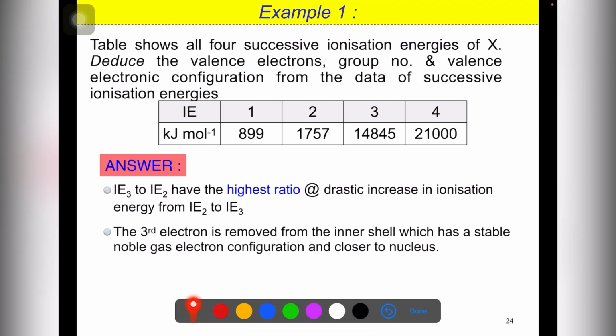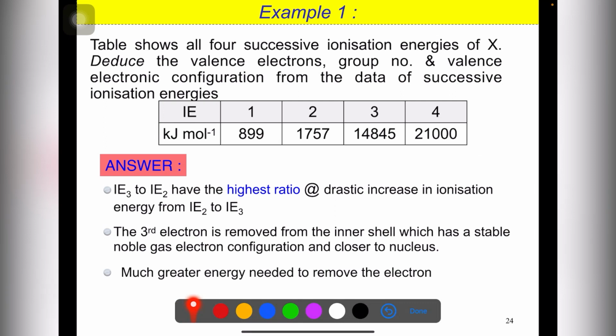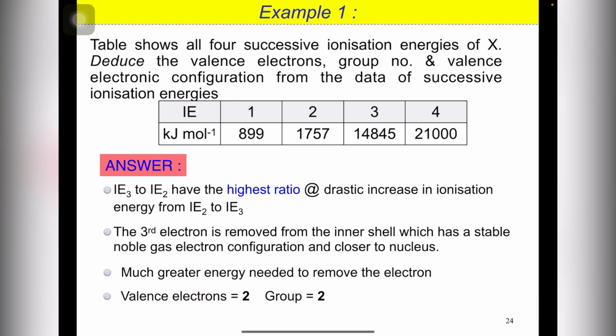So the statement is: the third electron is removed from the inner shell, which has a stable noble gas electron configuration and is closer to the nucleus, and it needs much greater energy to remove the third electron. So it shows that these two IEs are for the outer electrons or valence electrons, so it has 2 valence electrons and it is located in group 2.